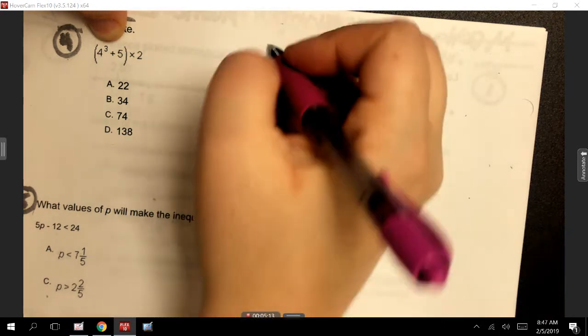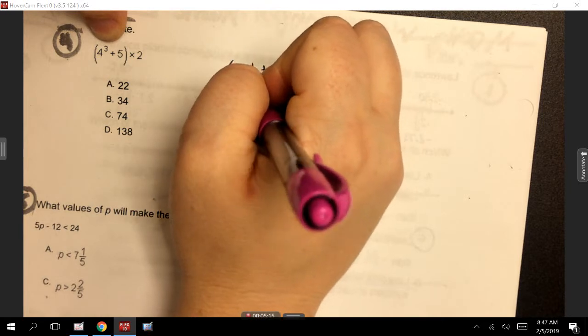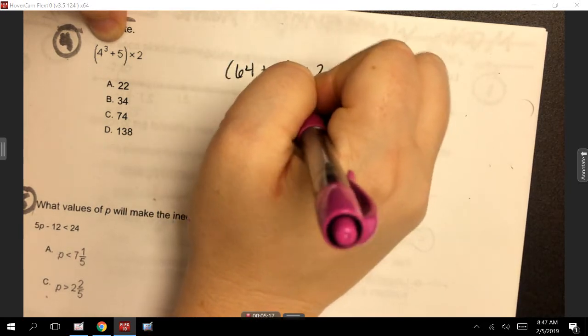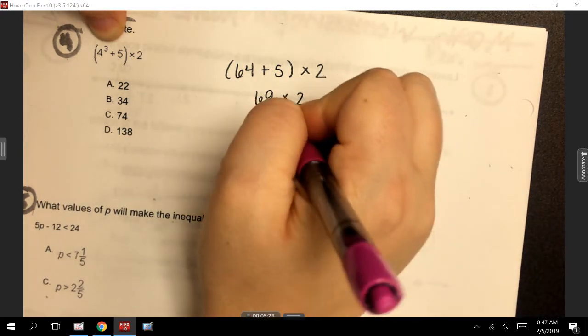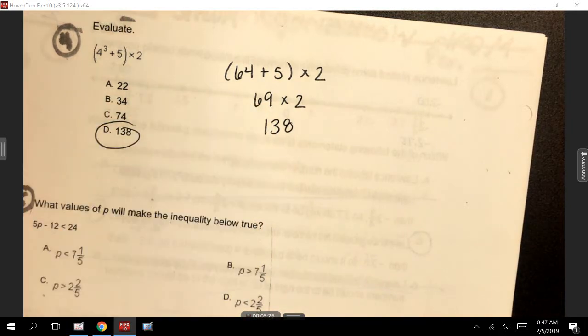Alexandra? Parentheses, 64 plus 5? 69 times 2. And then my last step, what am I going to do, Emma? And what do we get? 138. All right, again, make sure you have work shown. Please make sure you have work shown.